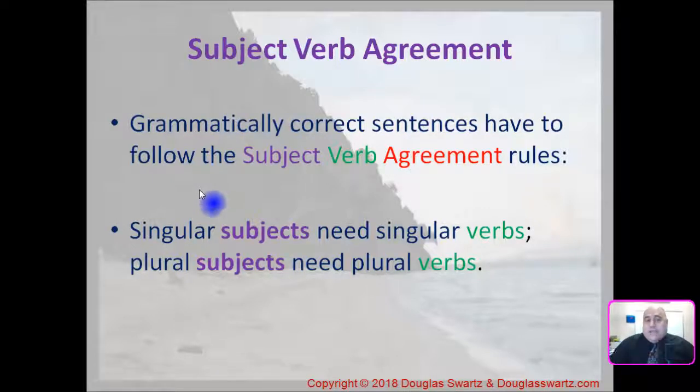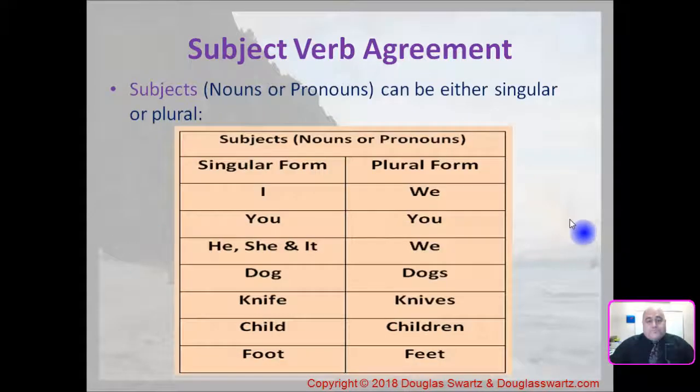Grammatically correct sentences have to follow the Subject Verb Agreement rules. There's around 20 different rules for proper Subject Verb Agreement. The main concept of Subject Verb Agreement is that singular subjects need singular verbs. They have to agree, they have to match. Plural subjects need plural verbs. It sounds simple, but it can be confusing.